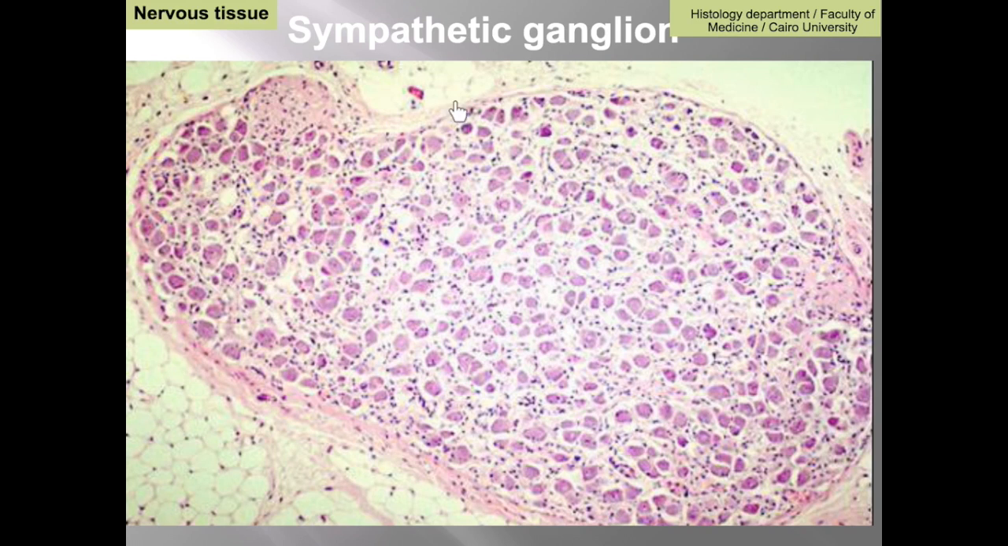In this picture, you can notice this capsule, which of course, compared to the spinal, is thinner than that of the spinal ganglion. Also, you can notice here the fibers. The fibers here are unmyelinated nerve fibers. These fibers are unmyelinated nerve fibers.